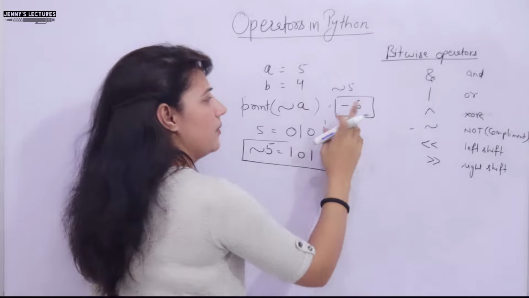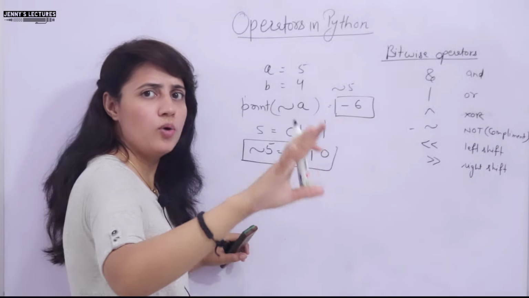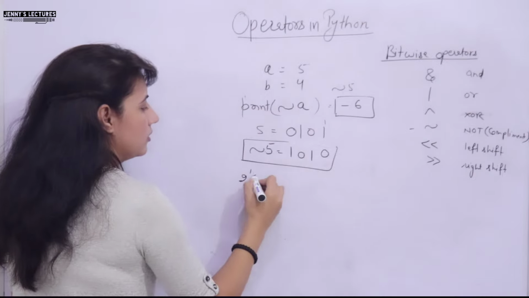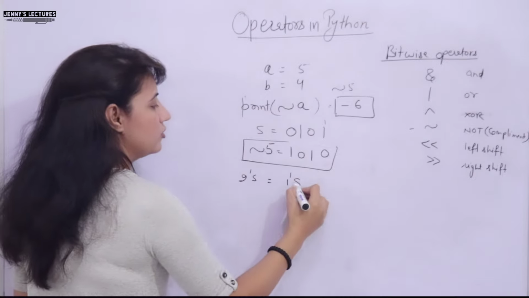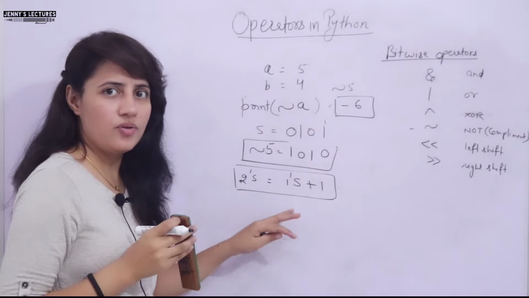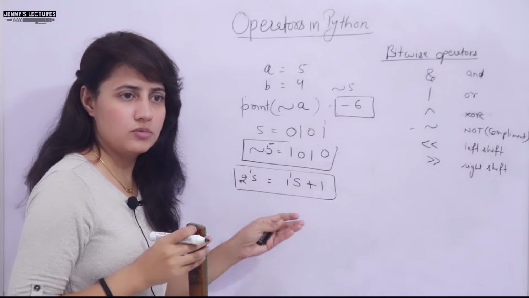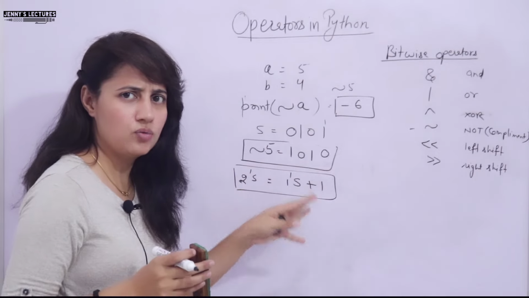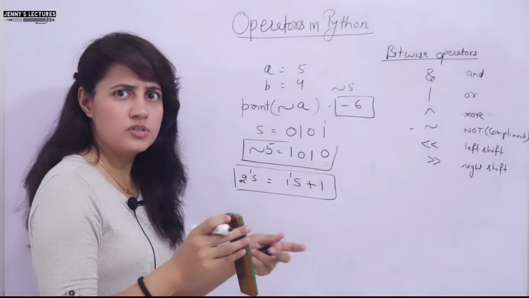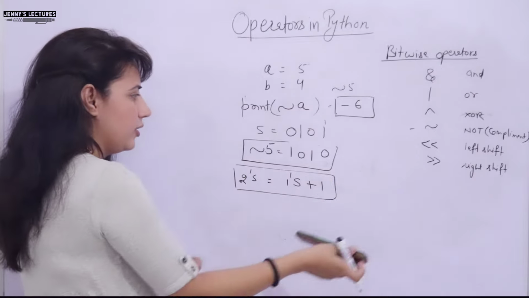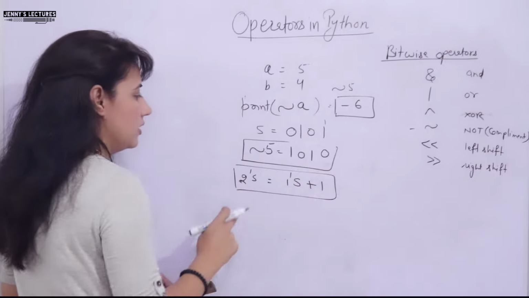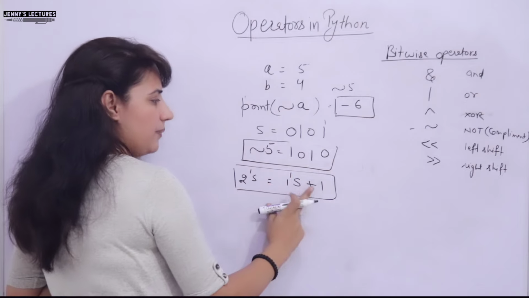If you are going to store this minus 6 into computer memory, first of all convert it into a positive number, then find out the 2's complement. Now, what is 2's complement? 2's complement is 1's complement plus 1. I guess you are aware of these things. If you have read Boolean algebra, or the basics of computer programming in the first chapter, or digital electronics, we have these things. So 2's complement is 1's complement plus 1.